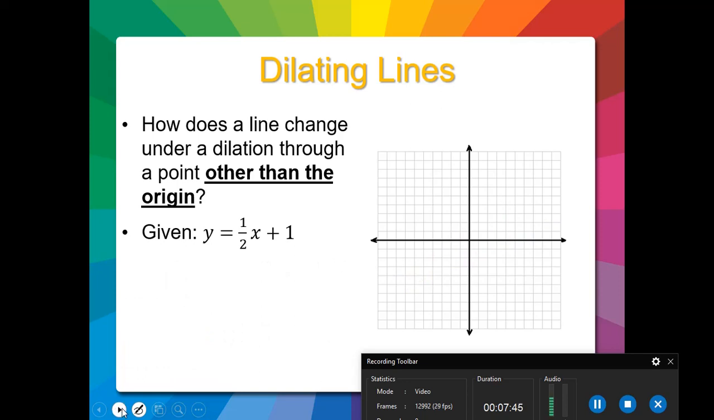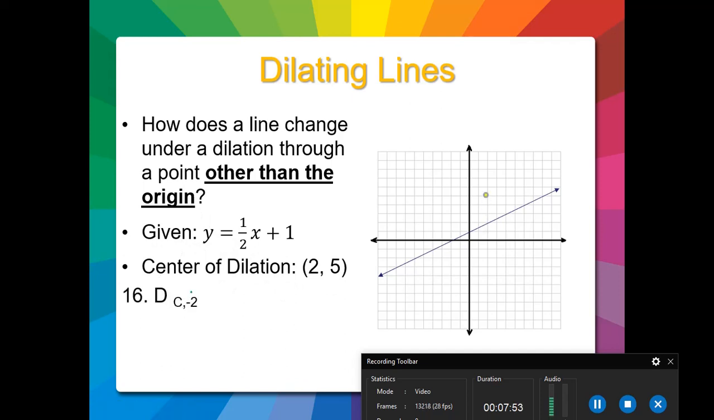Let's try another example with that same line. So let me graph it. Center of dilation is still at 2, 5. We'll use a nice yellow dot there. And we're going to dilate it by a scale factor of -2. So my new image should be above the yellow dot.